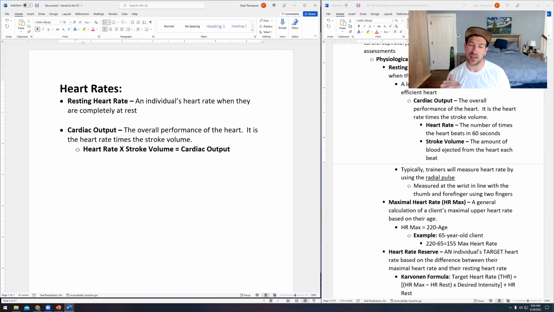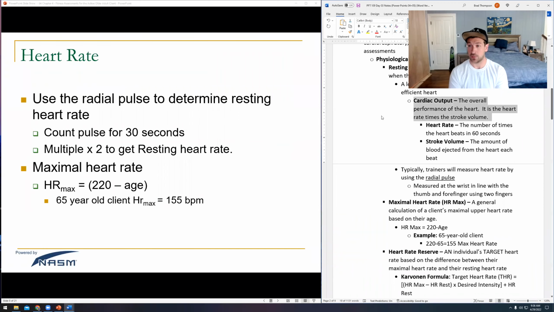So if my stroke volume is really low, my heart has to beat more often to get the same volume of blood ejected from the heart per minute. So it has to make up for that by beating faster. This is a really great way for us to tell a little bit about how someone's heart is performing simply by looking at the heart rate. Because if the heart rate's low, then the stroke volume must be high. That's a good cardiac output.